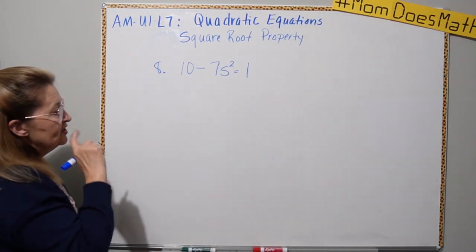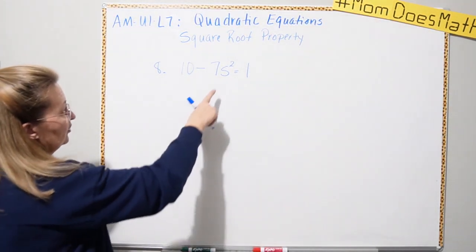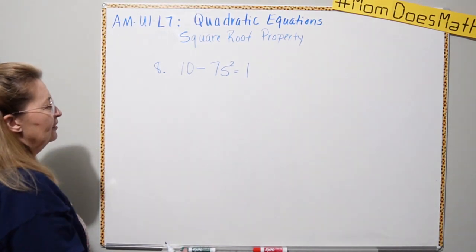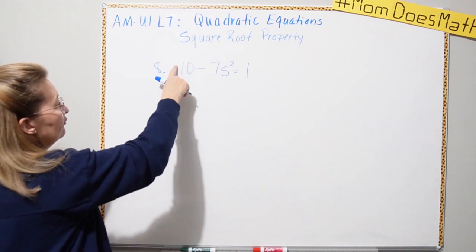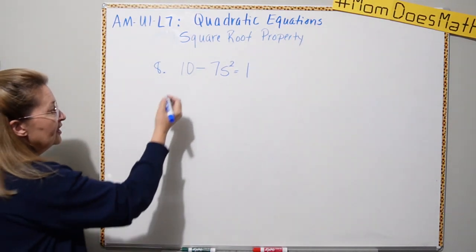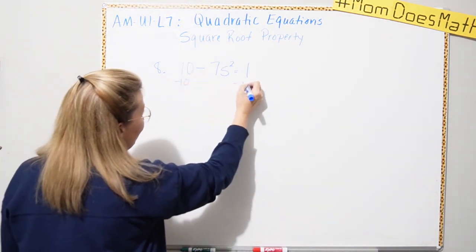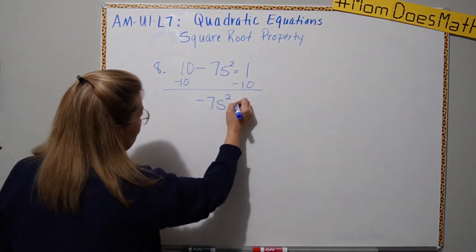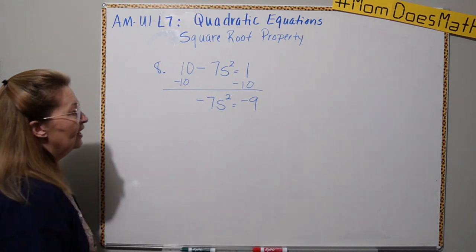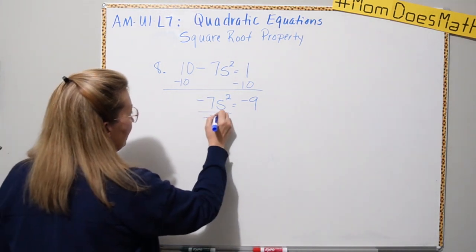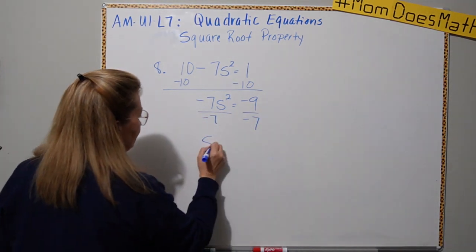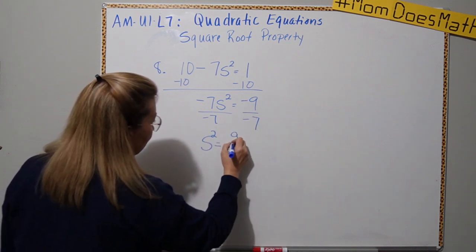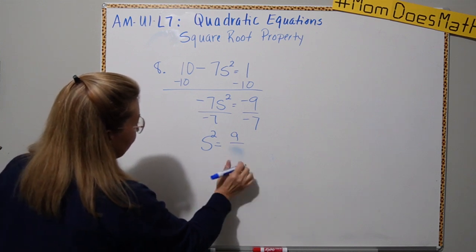Okay, number 8, we want to solve this using the square root property. So we're going to try to keep the s squared over here all by itself and get rid of everything else. Now the 10, you look in front of it to find what's been done. It's positive, so it's been added. So I'm going to subtract 10 from each side. That gives me negative 7s squared is equal to negative 9. Now I'm going to divide both sides by negative 7. So this gives me s squared is equal to negative over negative is positive, 9 over 7.